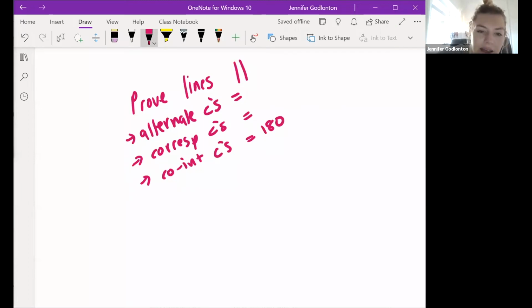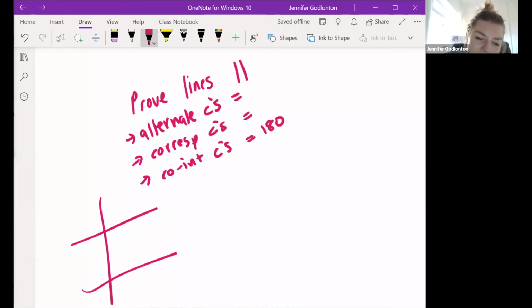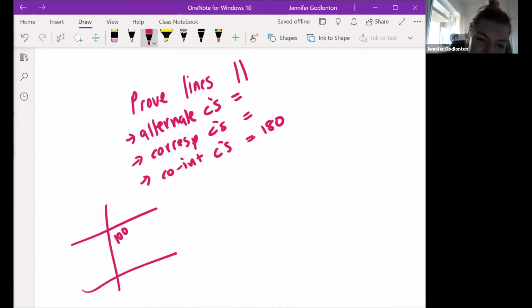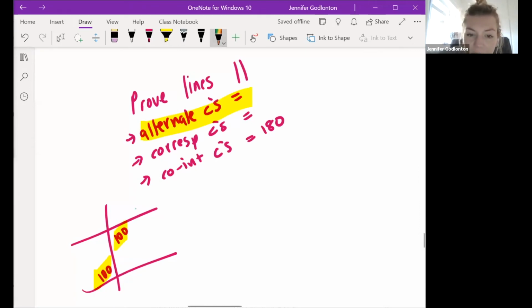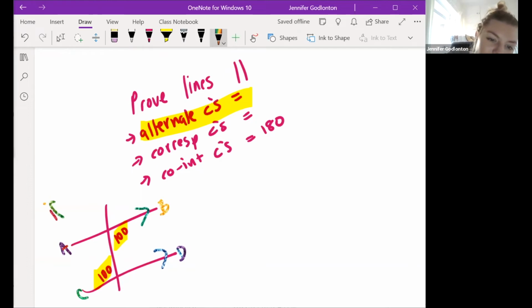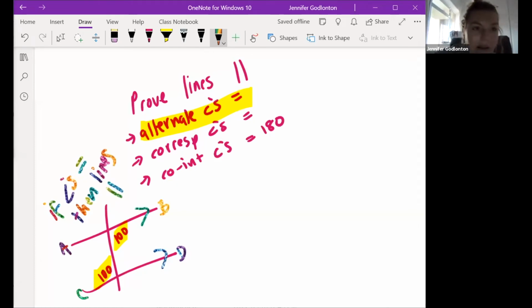Okay, so what do I mean by that? If we have 2 lines like this, and we can prove that, let's say this is 100 and this is 100. Okay, so they've told us that those are 100. If those two are equal to each other, they are alternate angles that are equal. And so therefore, AB would be parallel to CD. Think of it like this: if the angles are equal, then the lines are parallel.